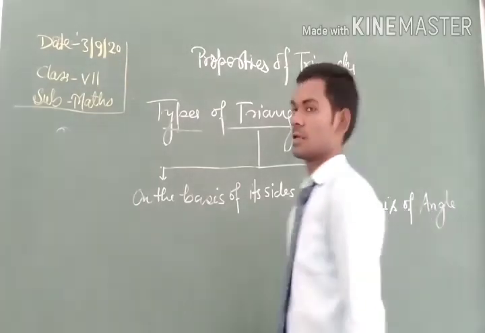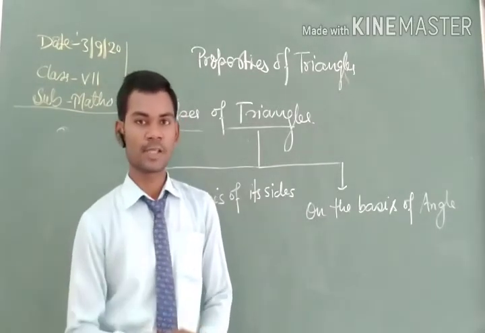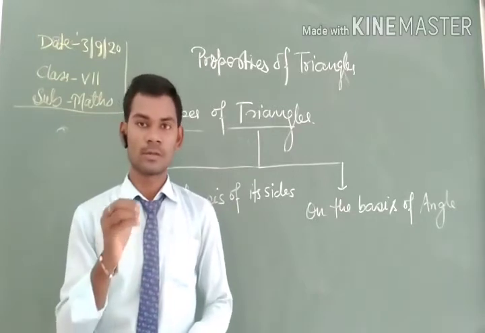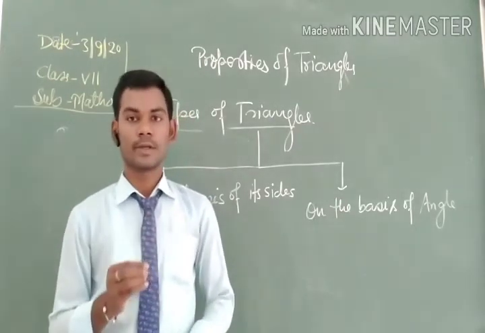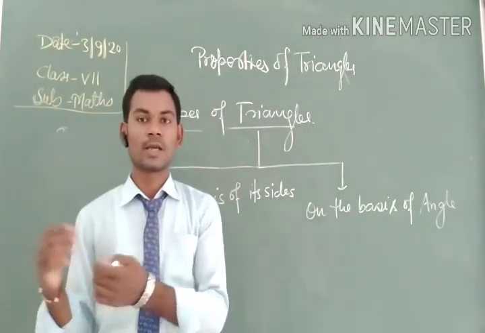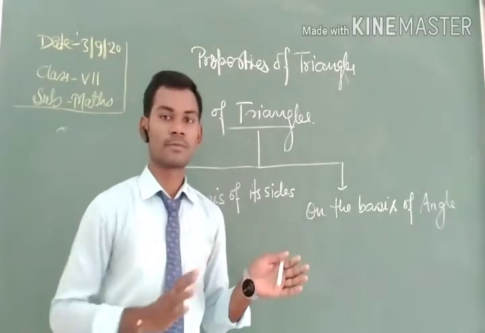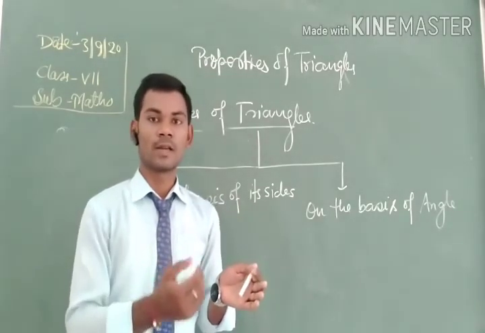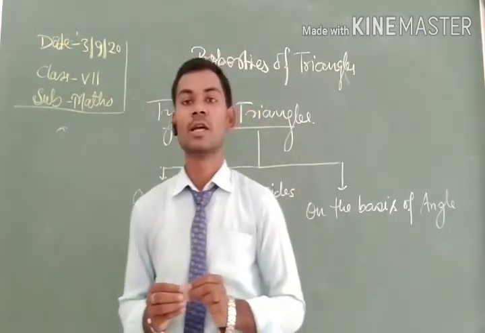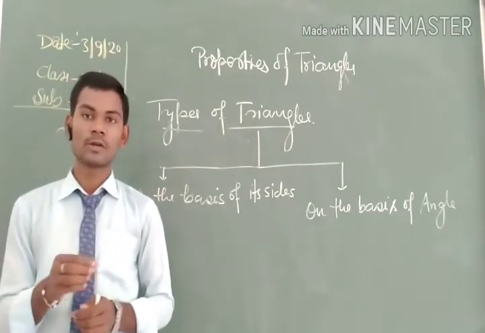We categorize the triangle in two ways: the first is based on its sides, and the second is based on its angles. In both cases the triangle has its own properties. If we categorize the triangle on the basis of sides, they have some properties, and if we categorize it on the basis of angles, then their properties are different, and their names will also be different. When we categorize the triangle on the basis of sides, their names are also given in the same way.